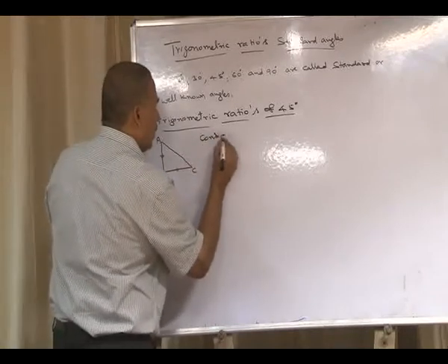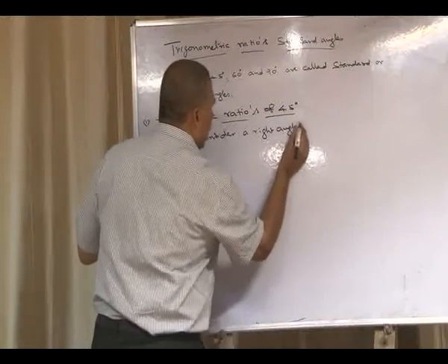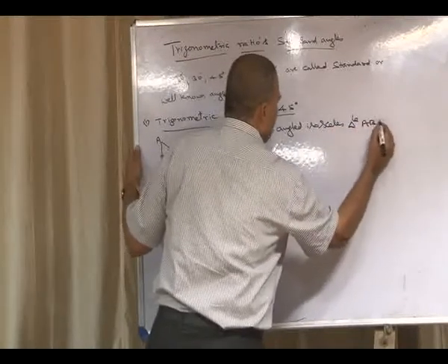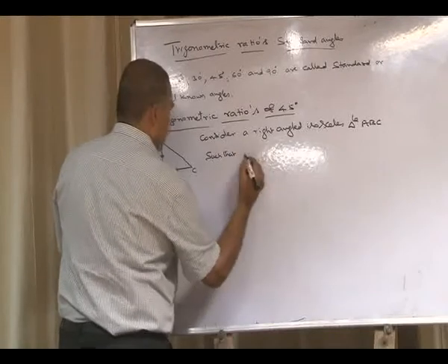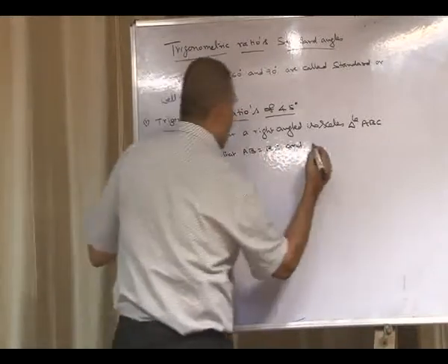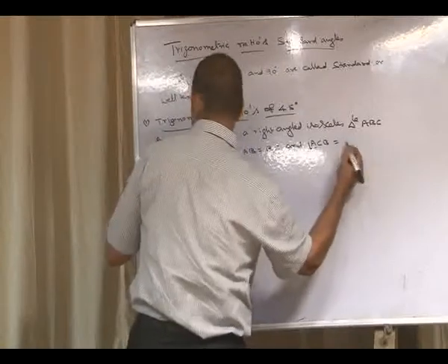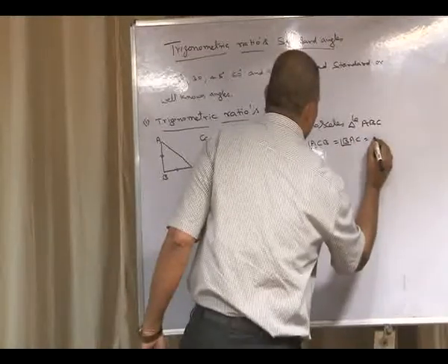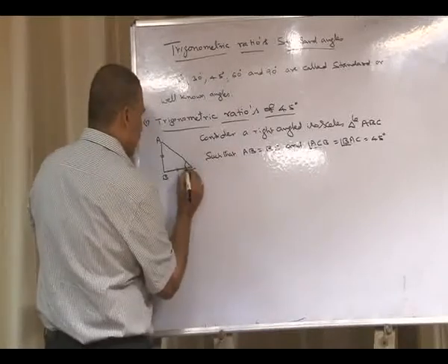Consider a right angled isosceles triangle ABC such that AB is equal to BC, and angle ACB is equal to angle BAC, equal to 45 degree. This one is the 45 degree.